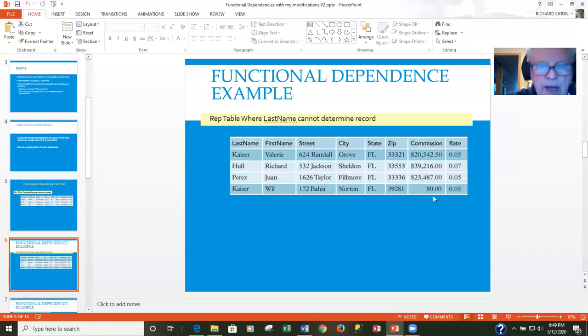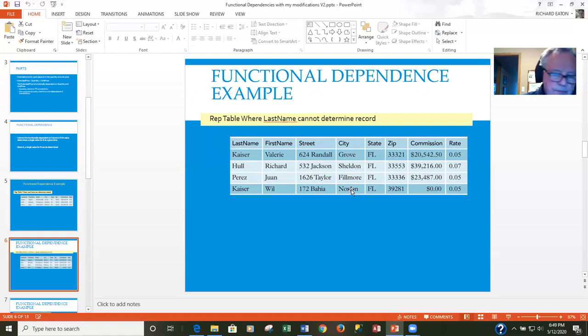But what if I added another row to this particular table? I added a Kaiser, Will. And then I said, the last name is Kaiser. Could you tell me what the city is for Kaiser? Well, you really can't in this case because there are 2 Kaisers, a Valerie and a Will. One of them is in Grove and one of them is in Norton.